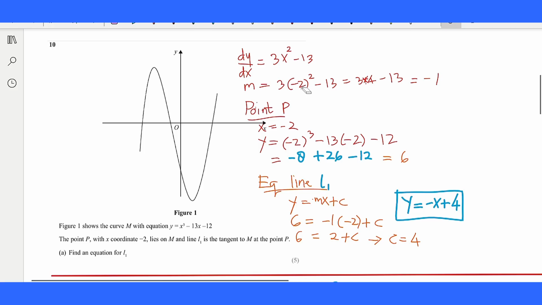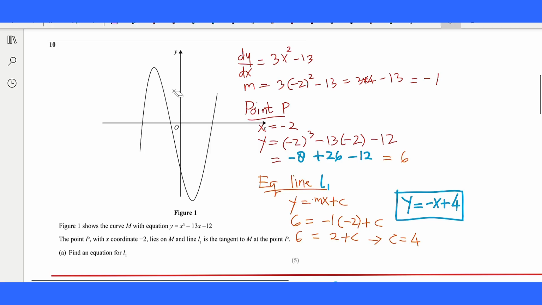When x equals -2, we substitute x with -2 and get 3 times -2 squared minus 13. 3 times -2 squared is 12, minus 13 is -1. That is the gradient of the tangent line at point P.